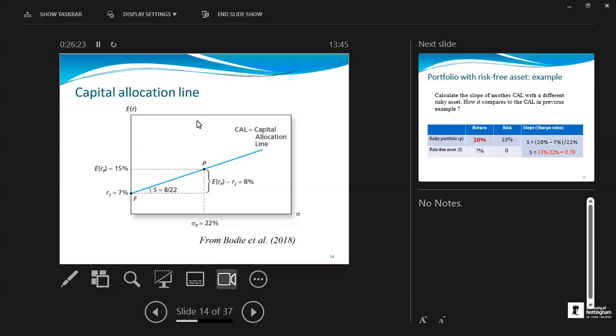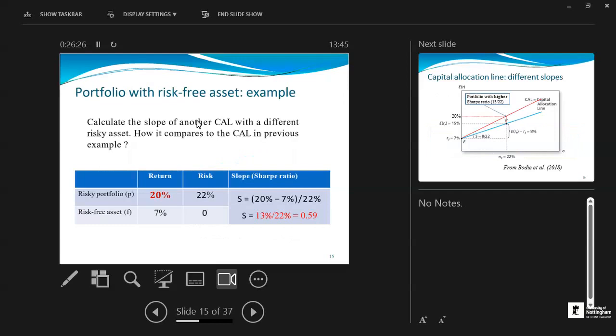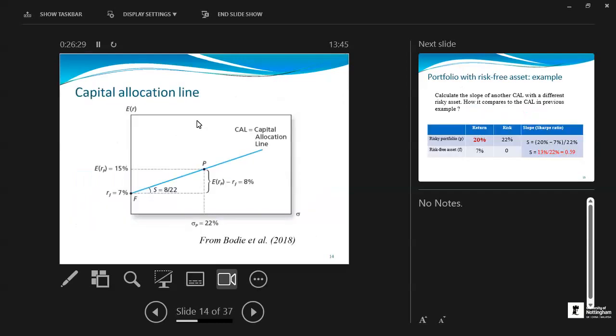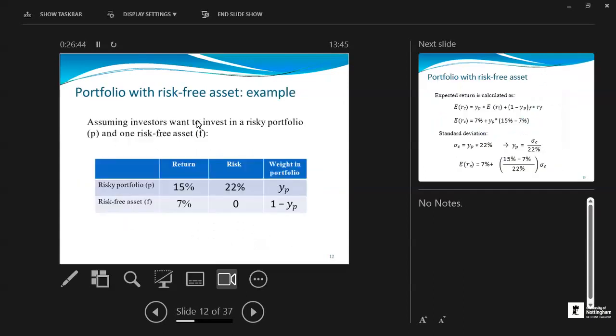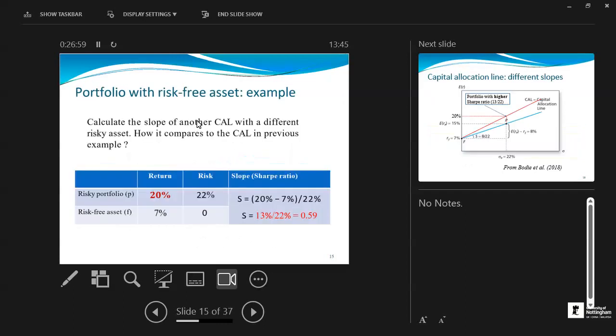Let's actually draw it. So with the current example, this is our Sharpe ratio, 0.59. This was our original example where the return on the risky portfolio was 15%. All I'm going to change now is this 15% to 20%. That's the only change I have done; the rest is identical to the previous example.